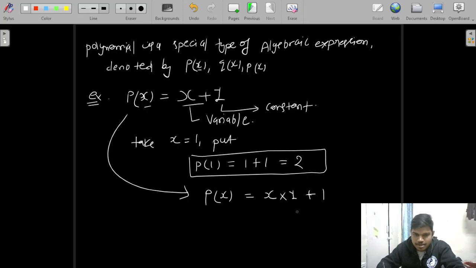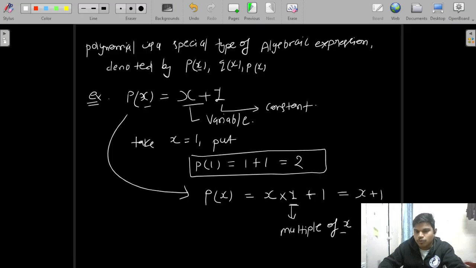Yeah, I can write this because this is ultimately x plus 1. Because I want to see what is the multiple of x, so this is the multiple of x. The multiple of variable x is 1. So this is basically your coefficient. If you go through the definition given in your book, it might be changed or might be just similar, but basically the term might be different, right?